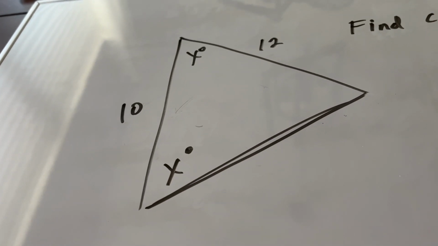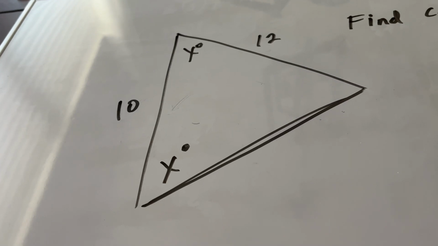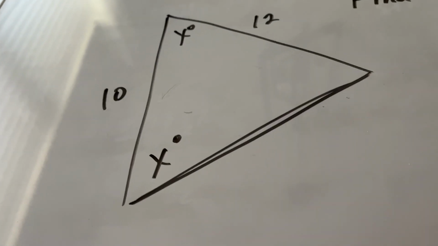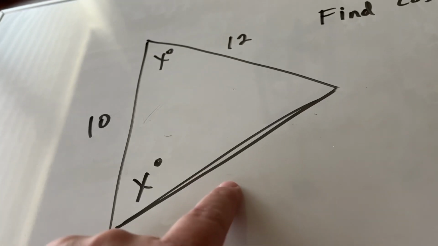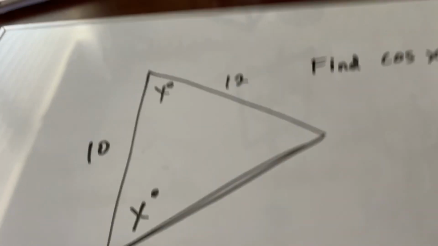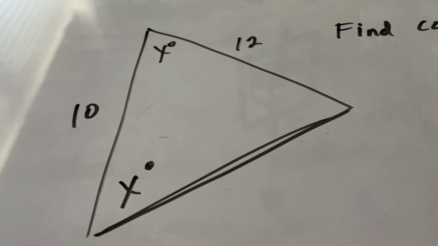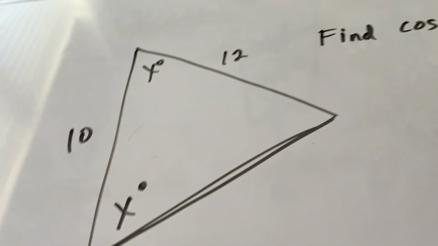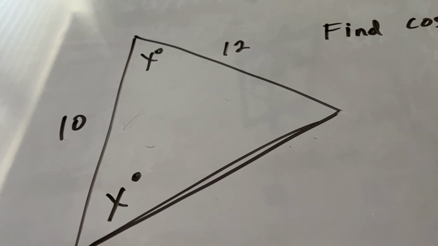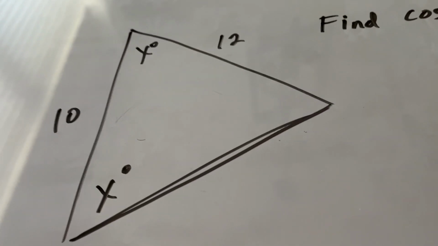That is a triangle that has two angles that are the same measure, and it means they have two sides that are the same measure. So if this is 12, we know this is 12 also. But we're trying to find the cosine of X. Now, that would be pretty easy if we knew this was a right angle, but we don't know that. It's not marked, and so we can't assume that.